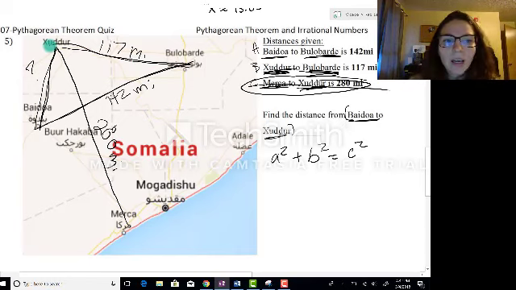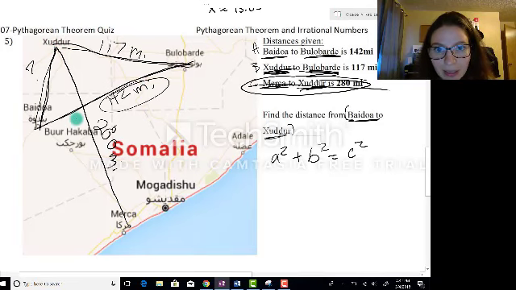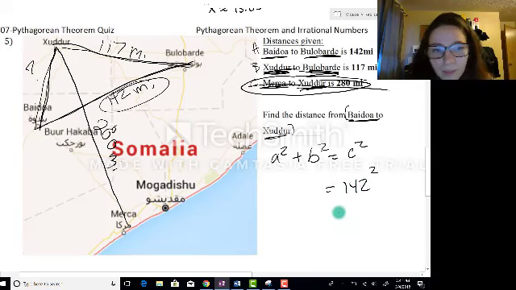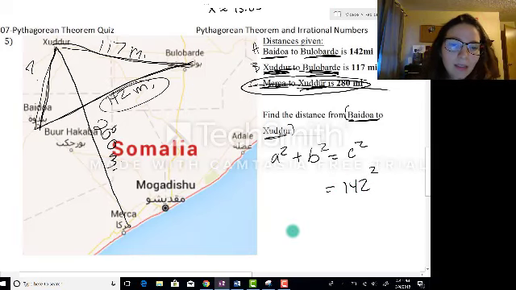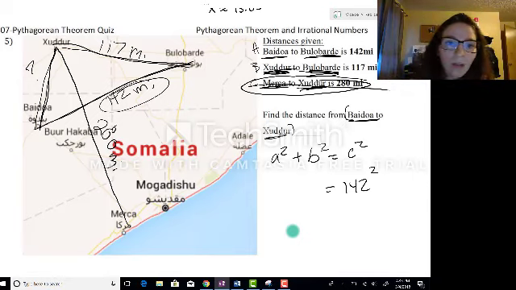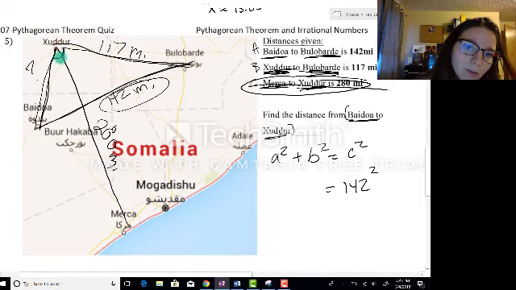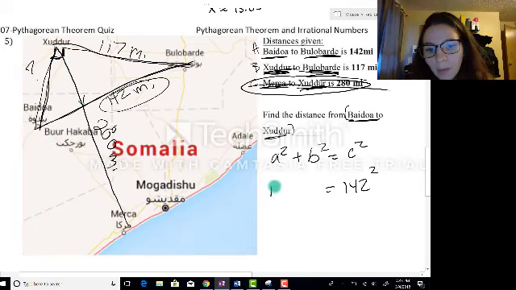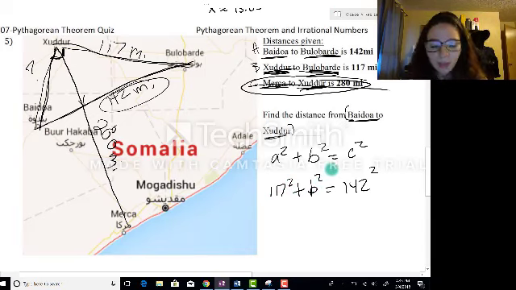So looking at this right now, I can tell that this is going to be my C value. So that means that this is going to be 142 squared. And I know that it's my C because it's the largest provided number. And also, if I was to draw a little right angle square right here, it's directly diagonal from that right angle. So I'm going to plug in my 117 squared plus my question mark, or my b squared.